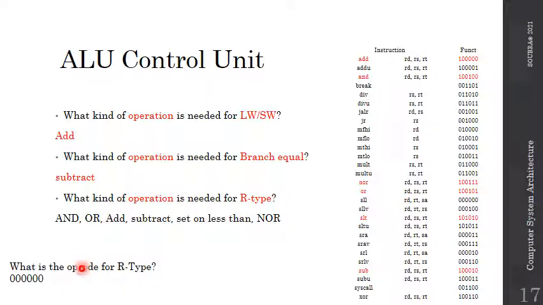Well, I can refer to the opcode. However, in MIPS, the opcode for every R-type instruction is a bunch of zeros. So how would I tell? How could I tell? Well, I'm going to use the funct field, the function field.